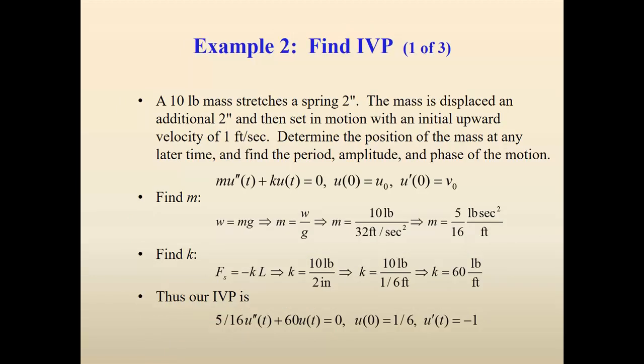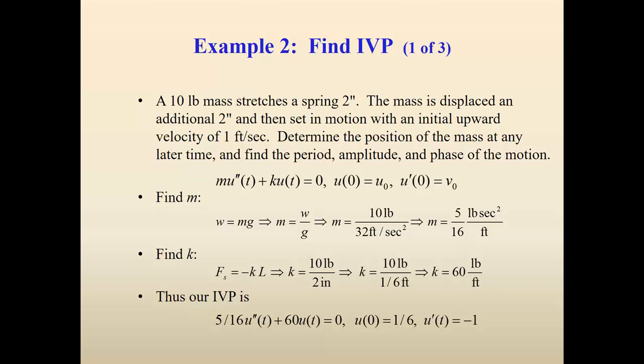Okay, let's do this again. A 10-pound mass stretches a spring 2 inches. The mass is displaced by an additional 2 inches and then set into motion with initial upward velocity of 1 foot per second. Remember, upward means negative. Determine the position of mass at any later time and find period, amplitude, and phase of motion. Notice we have no talk of gamma, so gamma is equal to 0, unless it says otherwise, which in this case it doesn't.